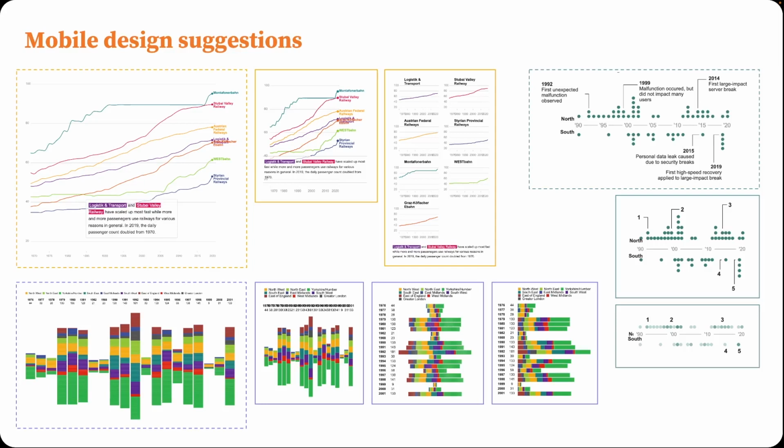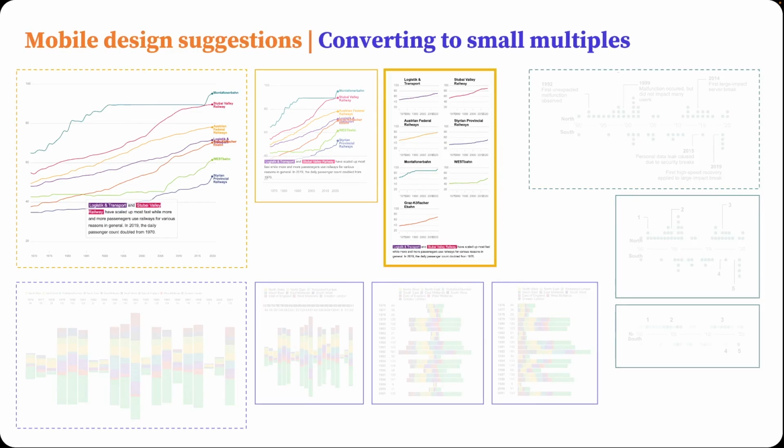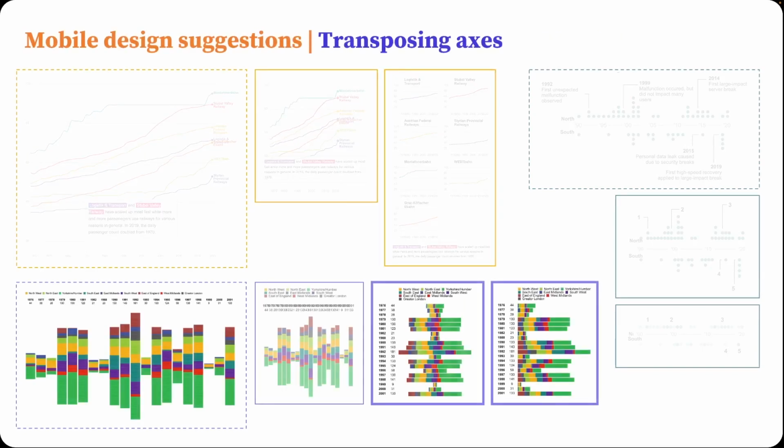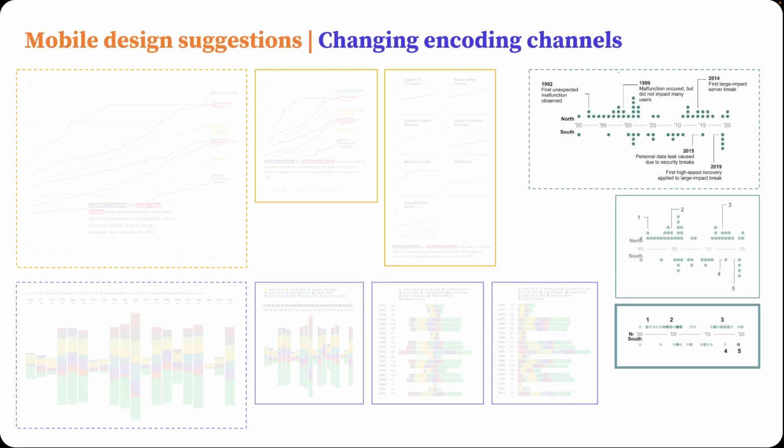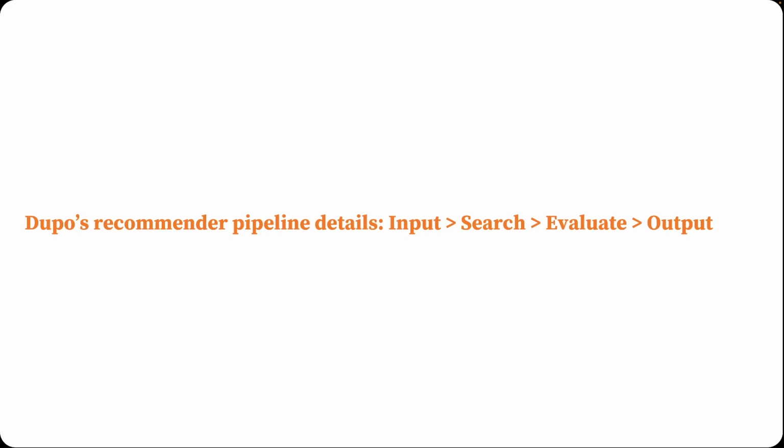While I showed a simpler design case for the ease of understanding, Dupo can produce a variety of designs. For example, given a desktop design, Dupo recommends these smartphone versions, such as splitting a line chart into small multiples, transposing axes while differently aligning the layout, and changing encodings with number indexing annotations.